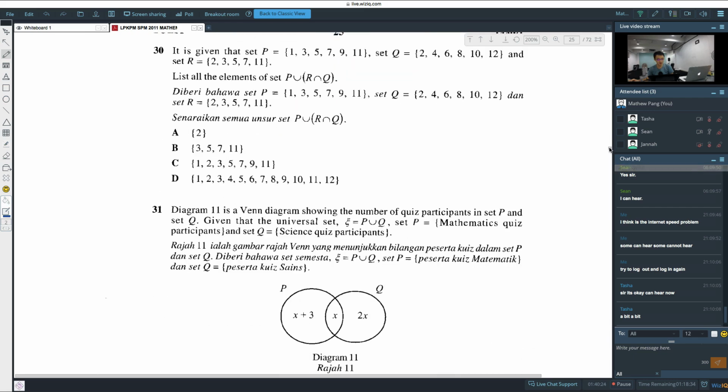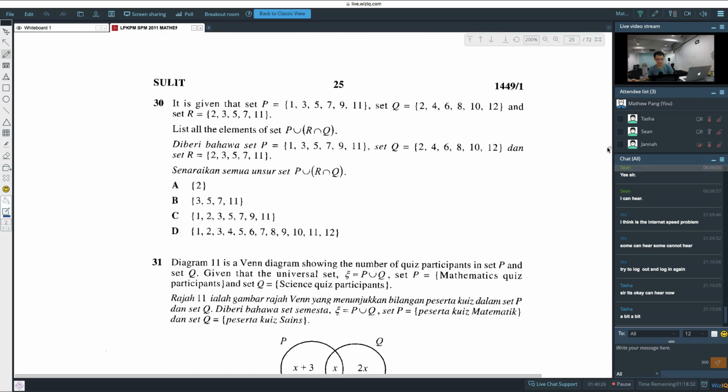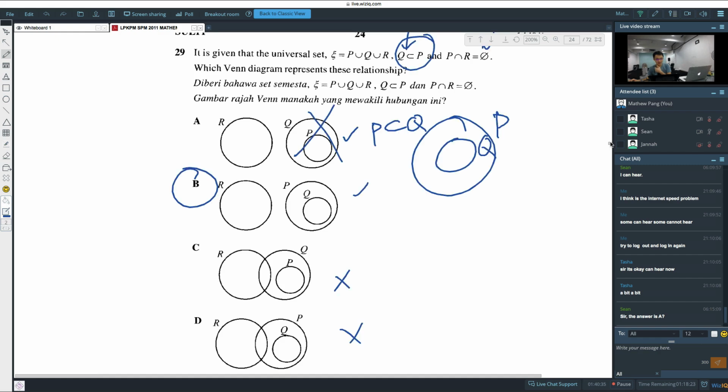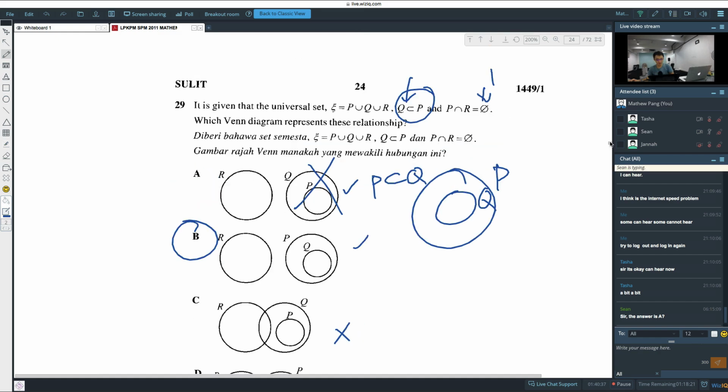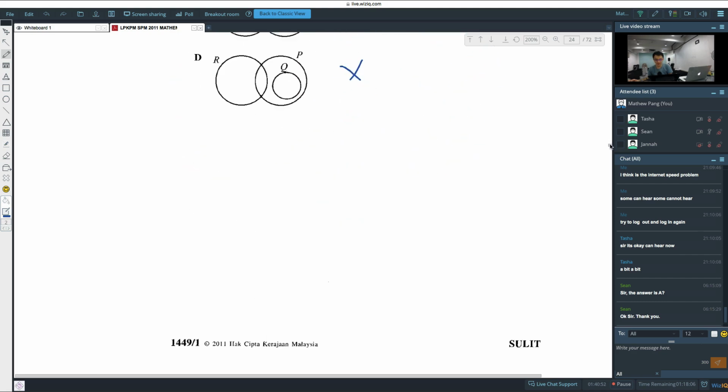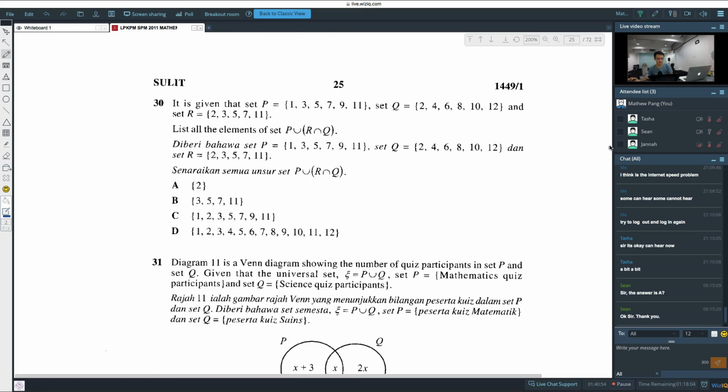Alright, let us move on to question 30. The answer is B. Because the question says Q is a subset of P, the set Q should be inside the set P. Okay, so let's move on to 30.